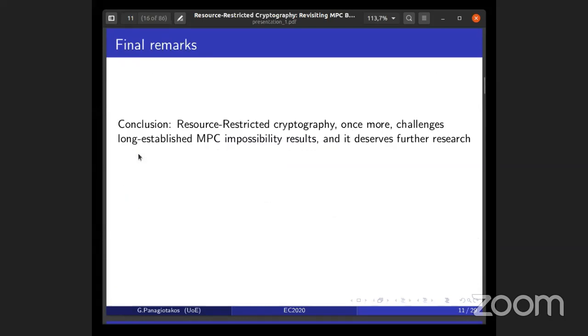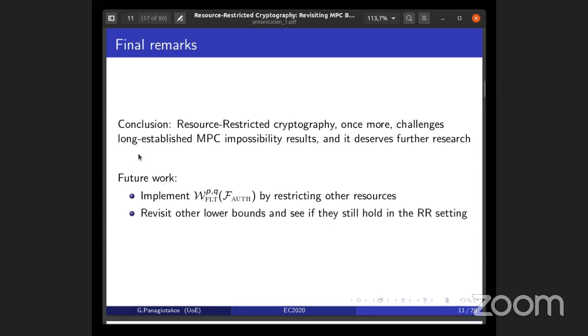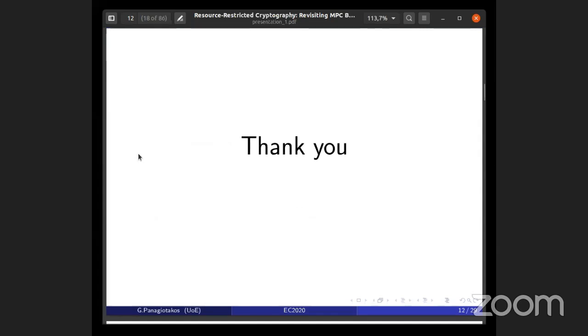Concluding, I would like to say that with this work, we show that resource-restricted cryptography once more challenges long-established MPC impossibility results, and that's why it deserves further research. And we identify a couple of interesting directions. First, implementing the filtering functionality by restricting other resources besides computational power, which is what we do here. And secondly, revisiting other lower bounds and seeing whether these still hold in the resource-restricted setting. And that's all from me. Thank you very much.